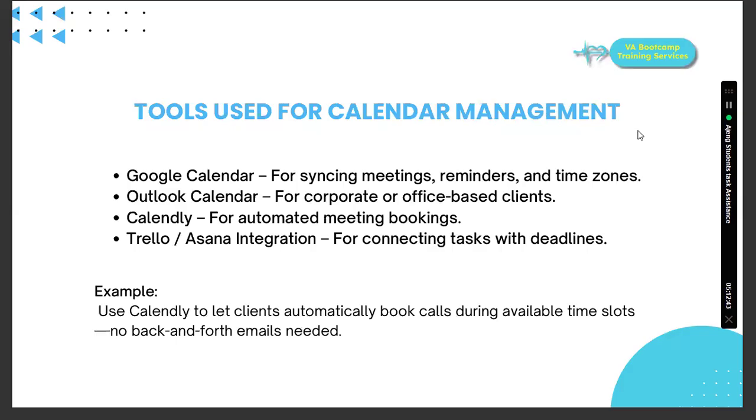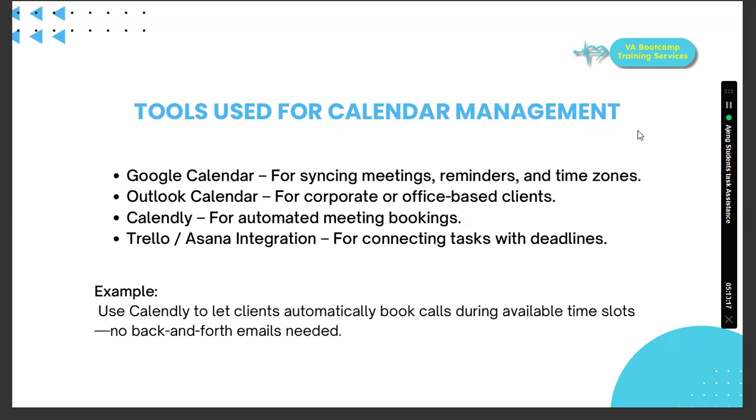Okay, next. These are the tools used for calendar management. Google Calendar. Of course, I believe that all of you are already familiar with this tool. This is for scheduling meetings, reminders, and also we can set our time zone. And then Outlook Calendar is almost the same as Google Calendar, but it is held by Microsoft Outlook. So this is usually for corporate and office-based clients.